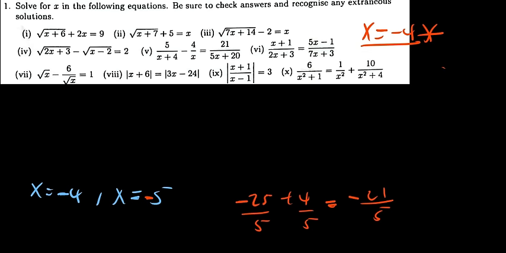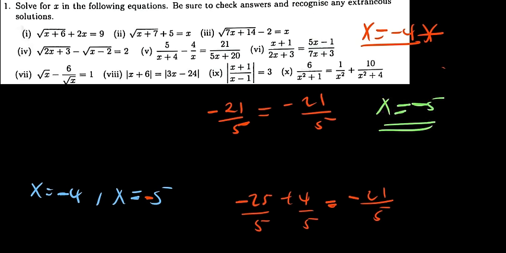The denominators are the same, we add the numerators. Negative 25 plus 4 is negative 21 over 5 is equal to negative 21 over 5. So the only solution for this equation is that x should be only equal to negative 5. As simple as that. So now I've solved this one. I want you to go ahead and solve this one and that one using the same principle which I've used for part 5.